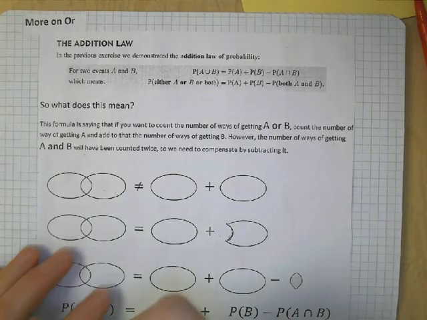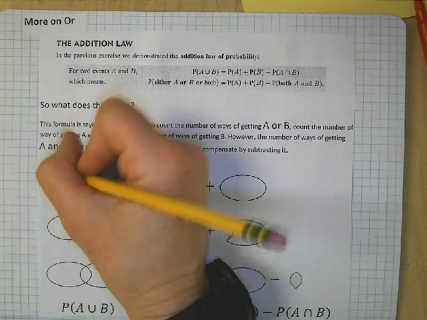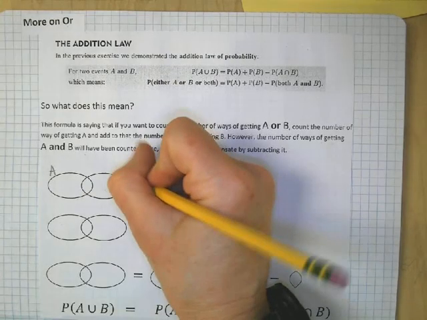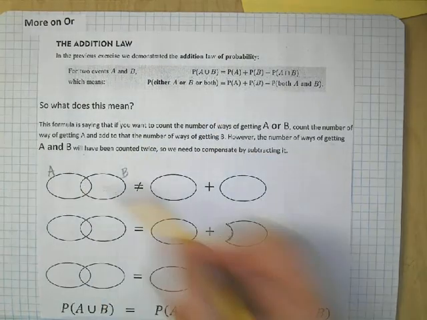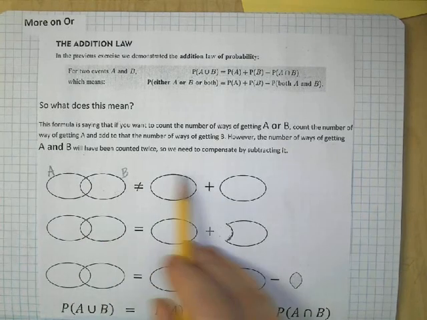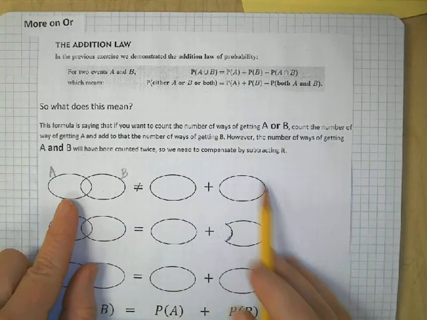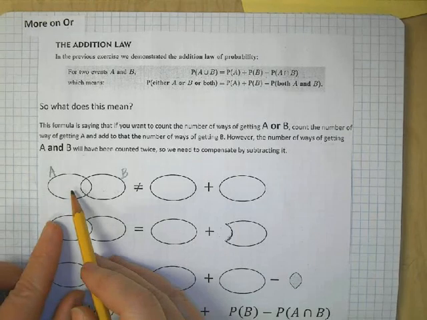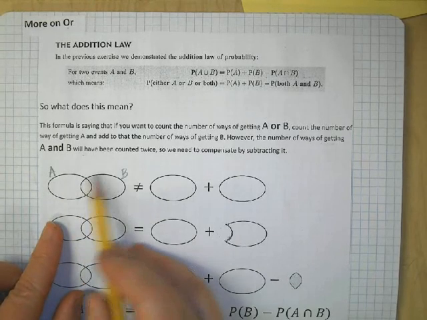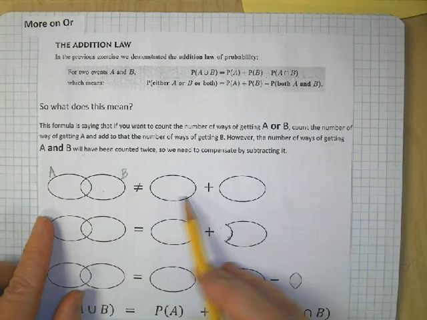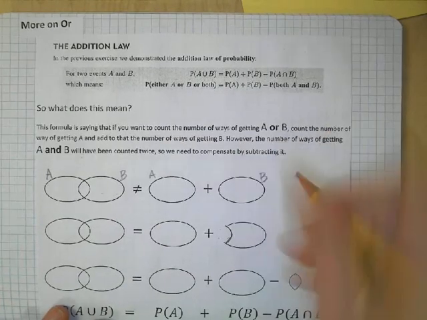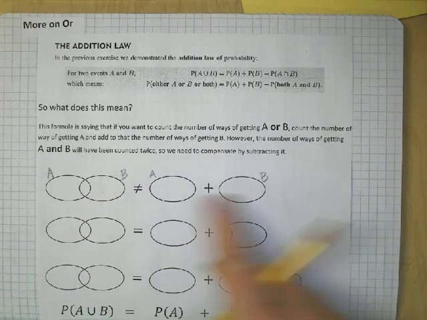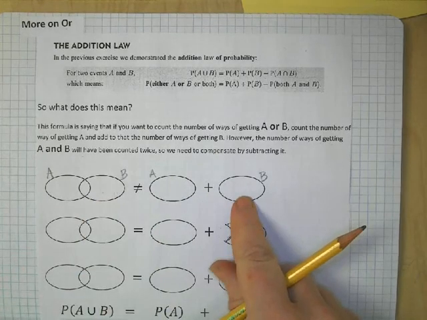If this is event A, and this is event B right here, if there is some overlap here, this is not the same as adding all of A plus all of B. Because if you look at the area here, the area of A overlapping with B is a smaller area than adding all of A plus all of B. Okay, this is a smaller area than this. This is more area. So these two things are not equal.